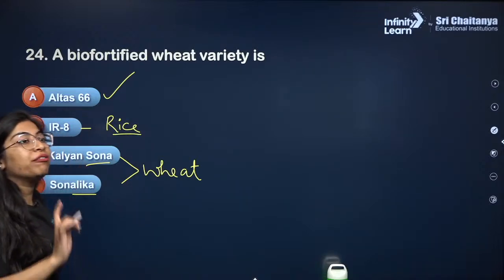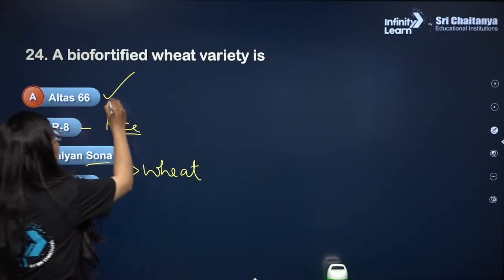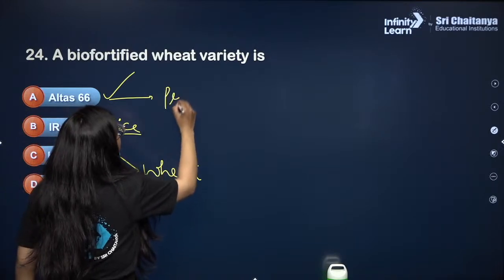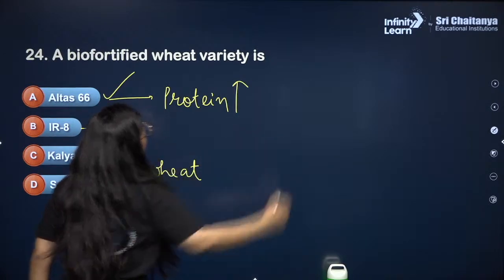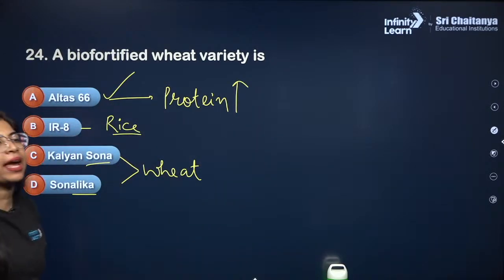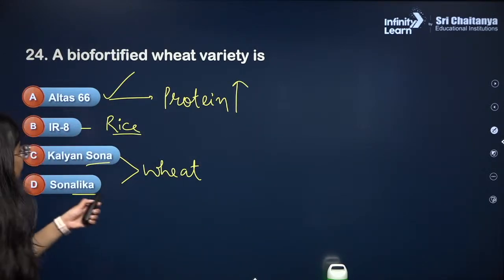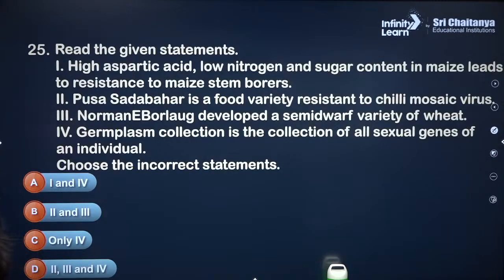The biofortified variety of wheat is Atlas 66, which is rich in proteins. High protein content, my answer is A. Bhargavi, Aishwarya, I hope this is clear to both of you.